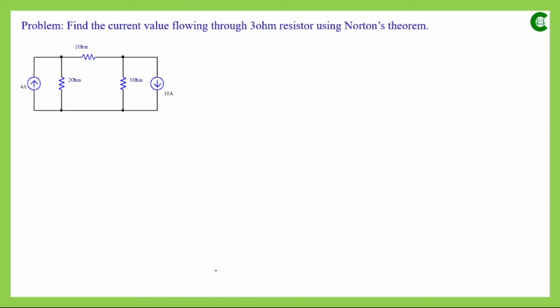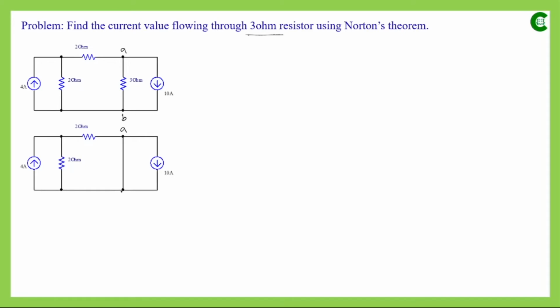Now in this network, as you can see, we have multiple resistors and two current sources. We have to find the current which flows through the 3 ohm resistor. So this 3 ohm resistor is our concerned resistor. We will mark these two terminals, and then in the next step we will remove this concerned resistor and simply short that path between terminals A and B. After removing the load resistor and shorting this path, the modified circuit will look like this.